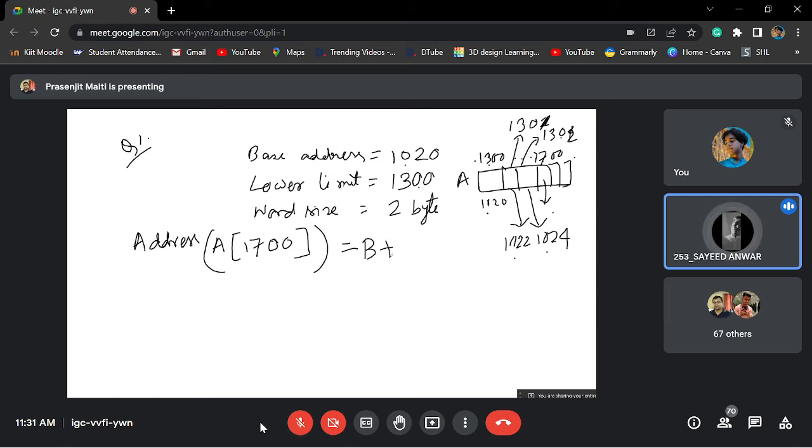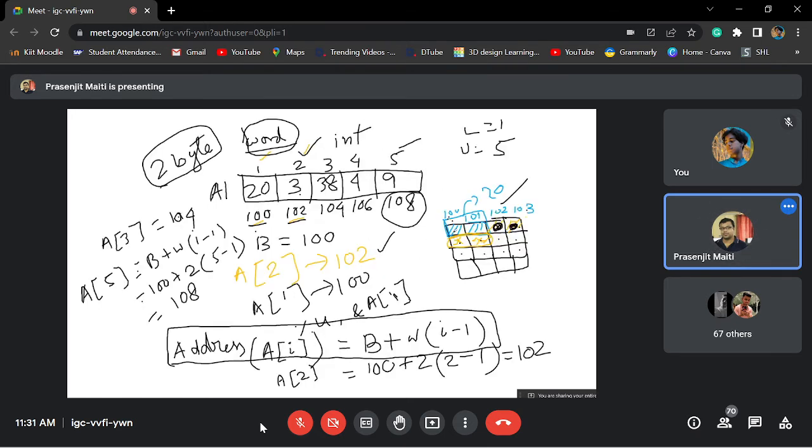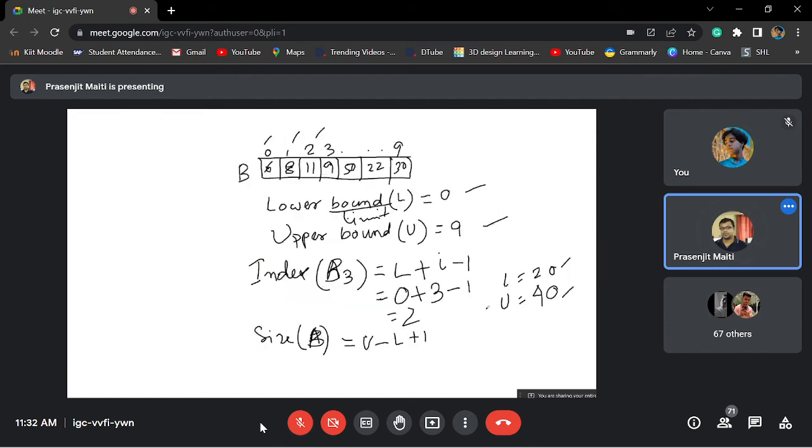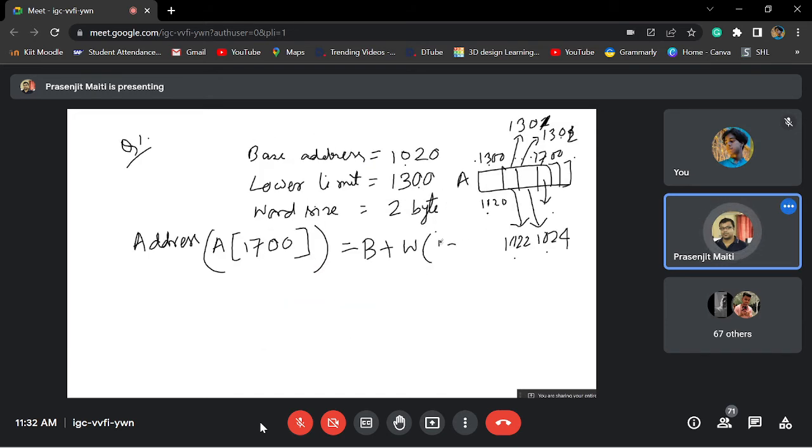So B plus W into I minus 1? I minus 1 or L? Sorry, this is not 1, this is I minus L. Here the starting index is 1, that's why it was 1. It is I minus L. Please rectify this: B plus W into (I minus L). According to that question it was correct, but generally B plus W into (I minus L).